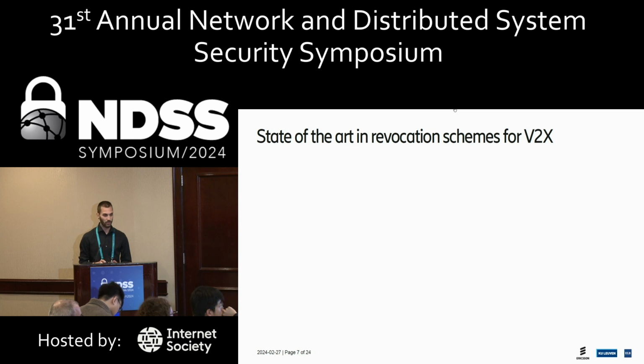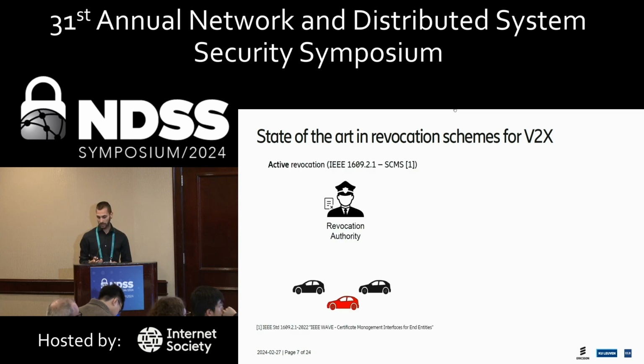The first approach is called active revocation. And this basically means that we have a certificate revocation list that we distribute to all the vehicles. And this is used when a receiver receives a message from a sender. It checks the signature against this certificate revocation list to check if this is a valid signature or not. But this, of course, is increasing the time to verify every message, so it incurs some latency. So it's not an optimal solution for V2X, because we have real-time constraints here.